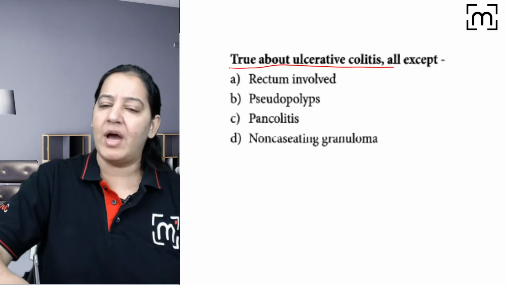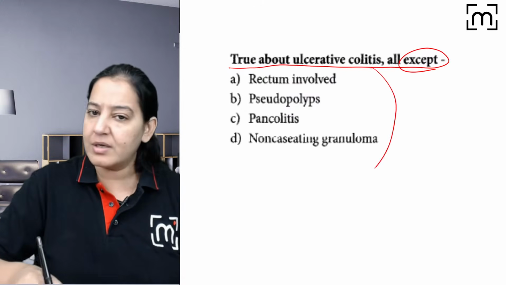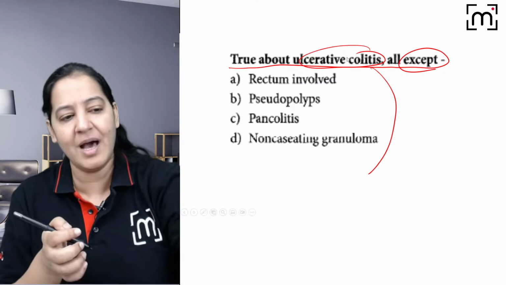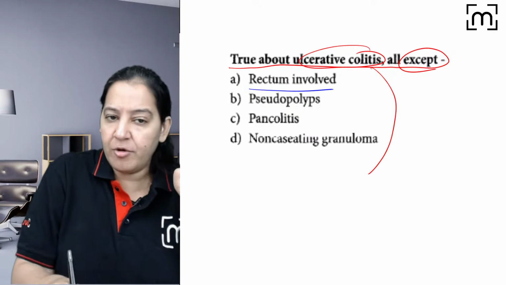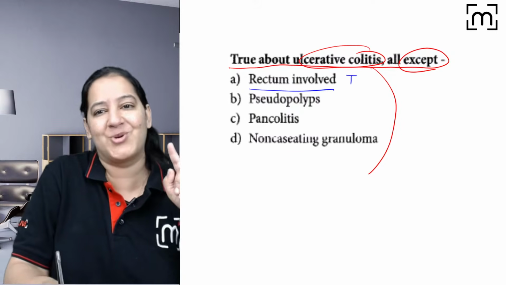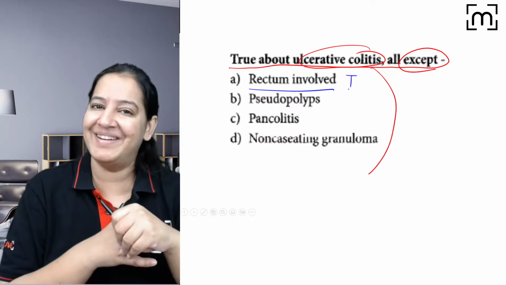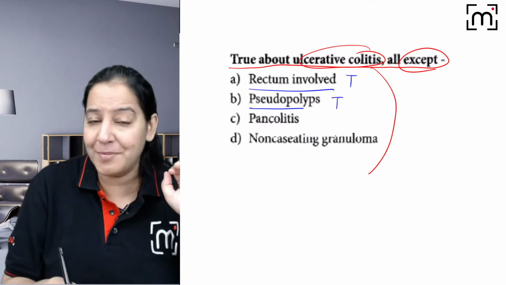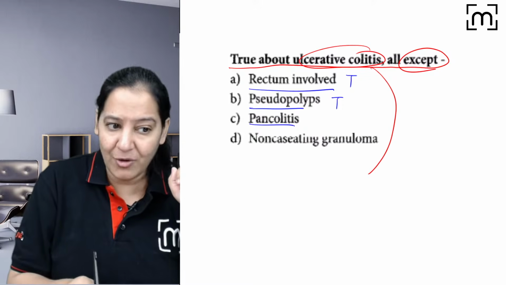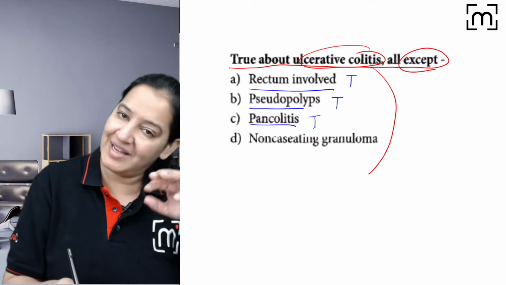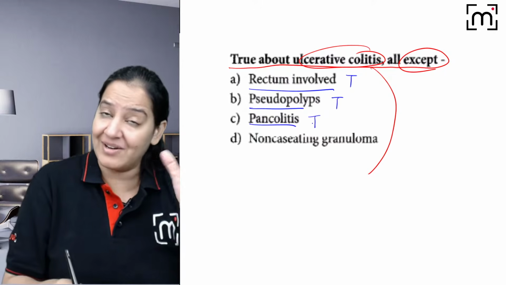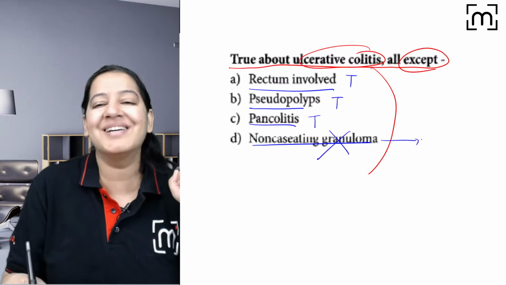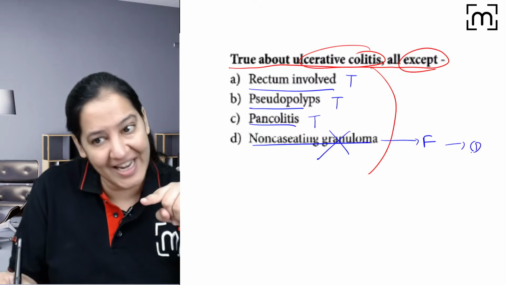True about ulcerative colitis, all except. So what is not true about ulcerative colitis? What is false about ulcerative colitis? Can you tell me the answer? Read it. Rectum involvement, is it true or false? I guess it is true. Rectum involvement happens in ulcerative colitis. Pseudopolyp, is it true or false? It is also true. Pseudopolyps are formed in ulcerative colitis. Pancolitis, yes, it is also true. The complete colon gets involved. It is pancolitis. After that, backwash ileitis. But non-caseating granuloma, no. It is false. It is a feature of CD, not UC.